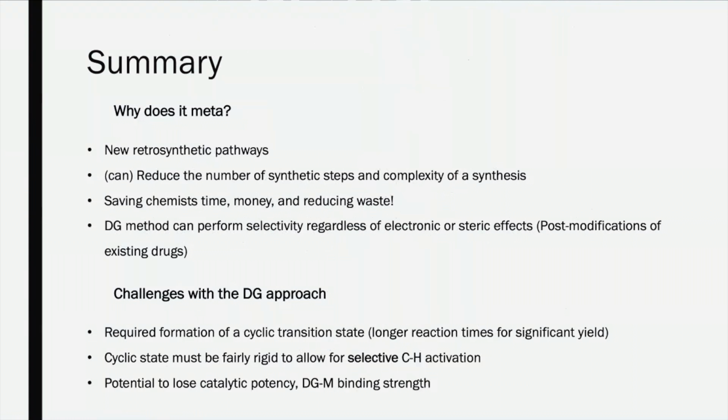Another challenge with the directing group cyclic state is that it must be fairly rigid to allow for a selective process. We've seen that when hydrogen was on the backbone of the first example, it allowed for para and ortho due to the lack of steric bulk guiding it to the meta position.